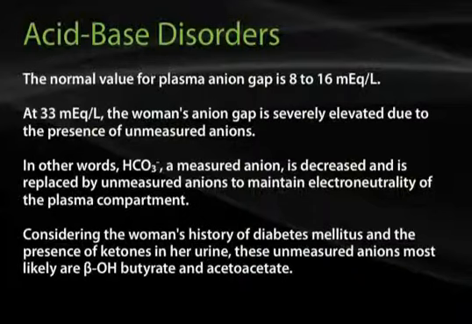In other words, bicarbonate, a measured anion, is decreased and has been replaced by unmeasured anions to maintain electroneutrality of the plasma compartment. Considering the woman's history of diabetes mellitus and the presence of ketones in her urine, these unmeasured anions most likely are beta-hydroxybutyrate and acetoacetate.